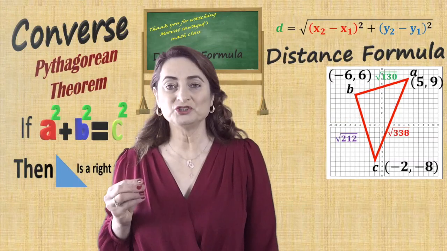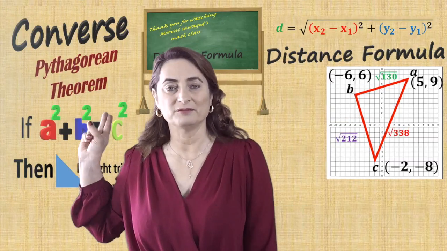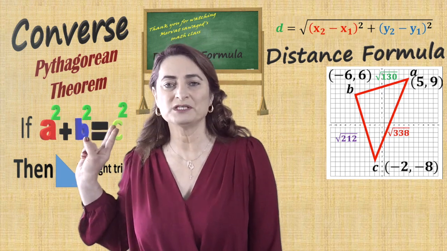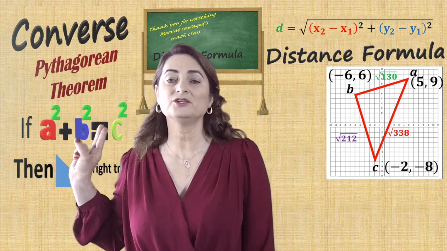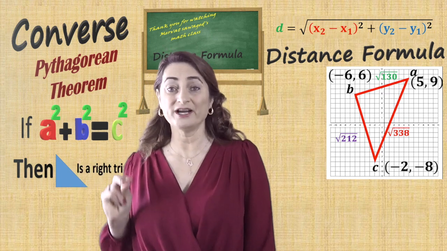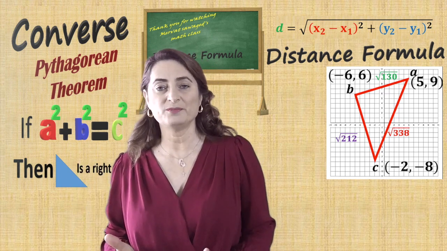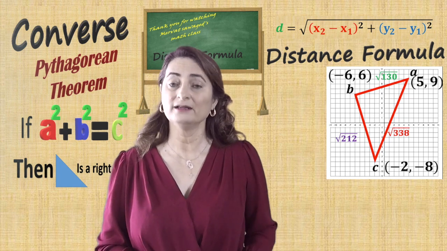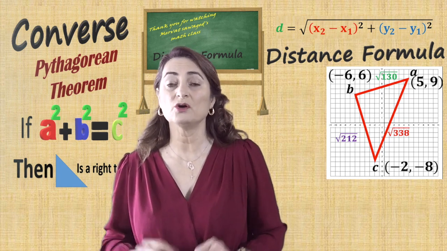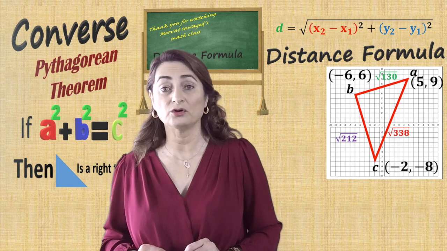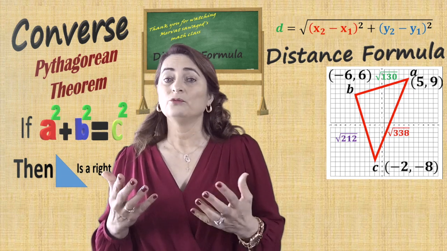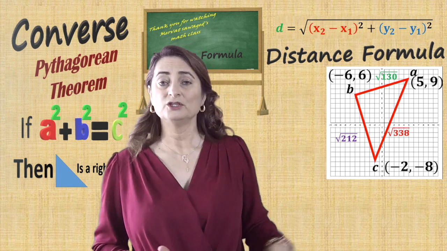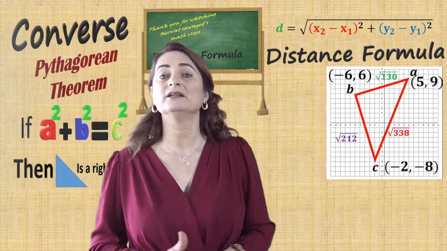Today, we were able to learn the converse of the Pythagorean theorem, that if we can prove a squared plus b squared equals c squared, then the triangle is in fact a right triangle. We also use the Pythagorean theorem to come up with the distance formula to find the distance between 2 points or the length of any line on a coordinate plane. We use the distance formula and the converse of the Pythagorean theorem to prove if this triangle is in fact a right triangle.